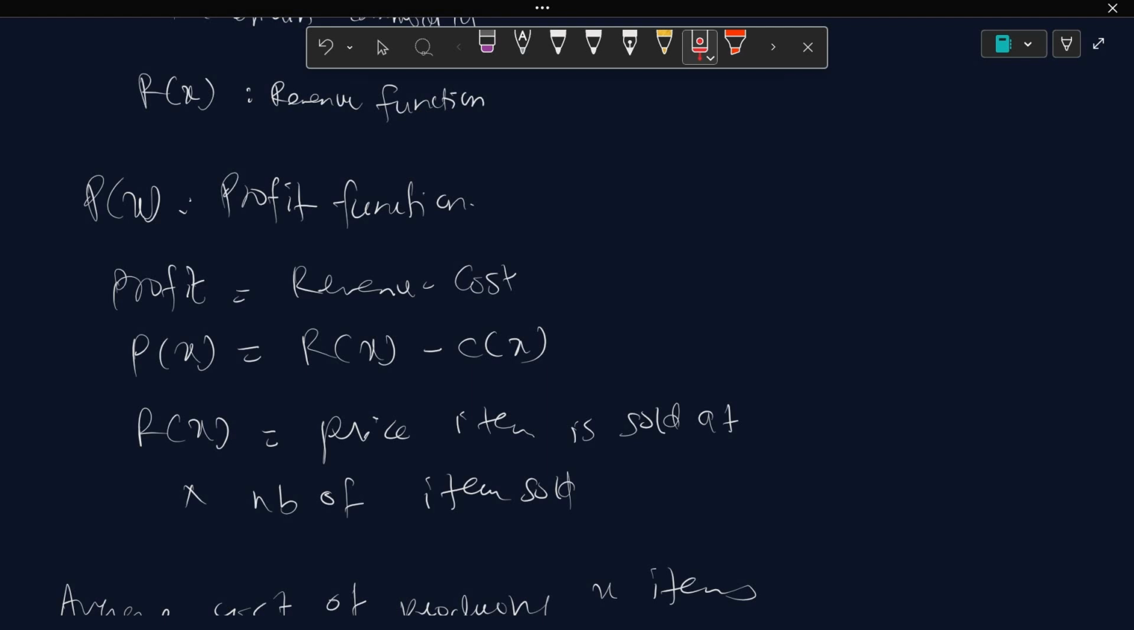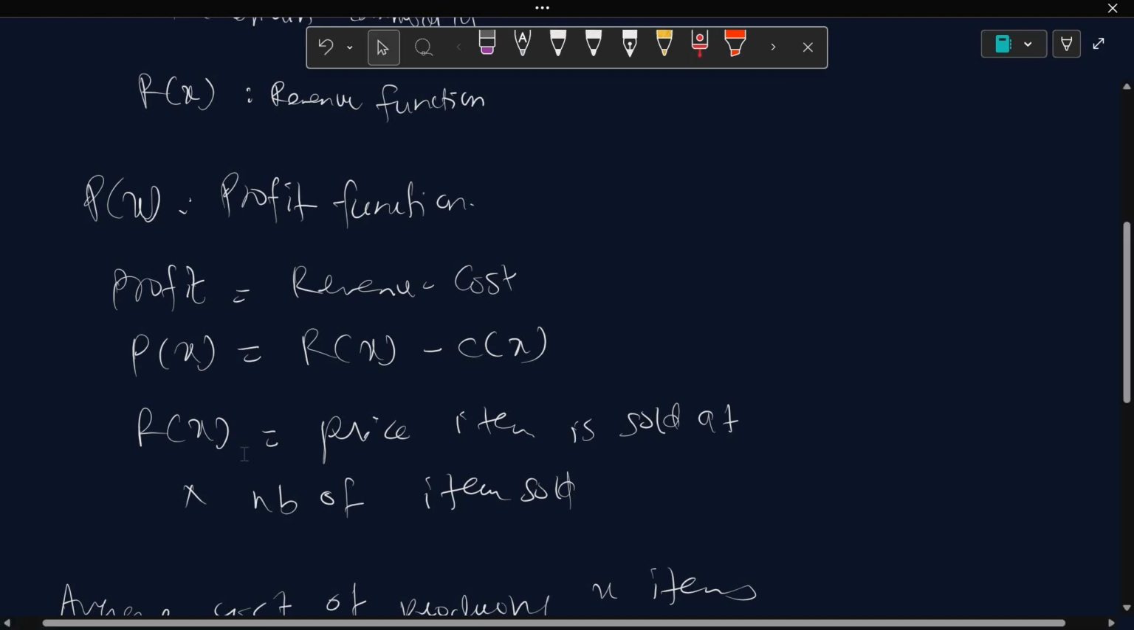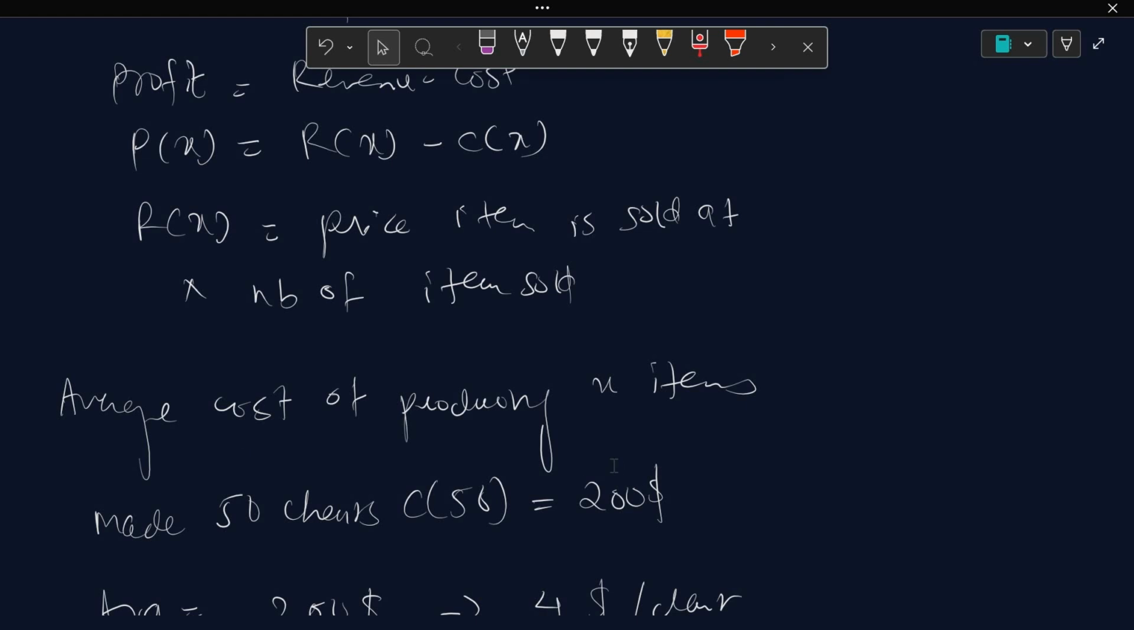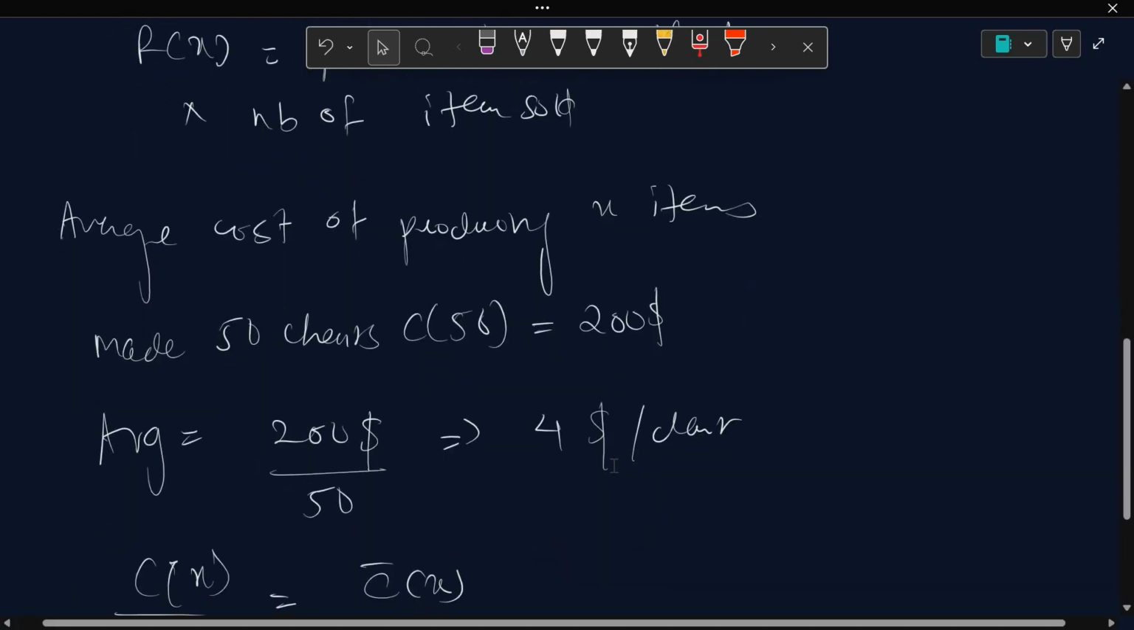For example, if your revenue is 3,000 and your cost is 2,500, then your profit is going to be 500. Then we have our average cost. Average cost is on average how much it cost to produce each item, given by this expression that you see over here.